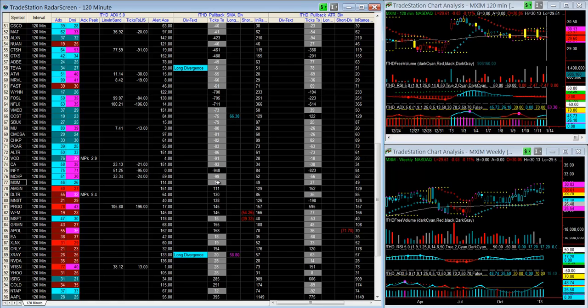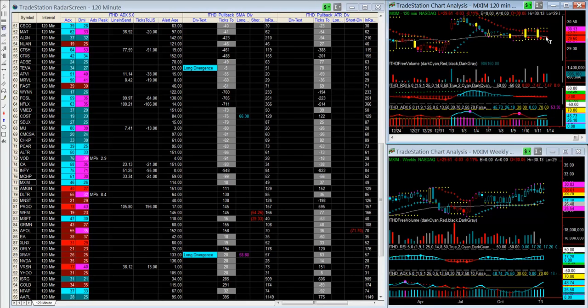So the next one I would want to look at would be MXIM. You can see this is right at the slow moving average. There's no magenta peak down here. So we've had divergence on the seller side. So if this were to close above the SMA, this would potentially be an entry for me.